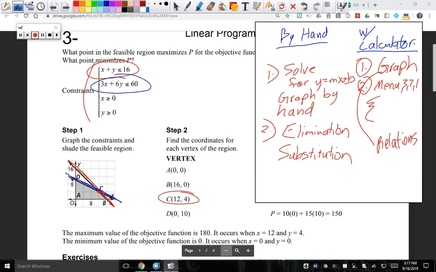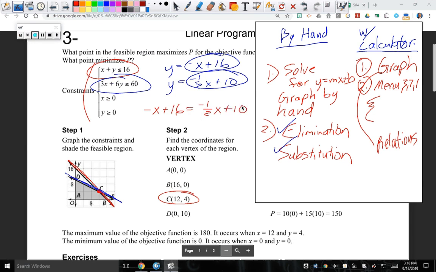First of all, you can either use elimination or substitution, which I think are probably the best ways. Or we can get y by itself and make these equality problems. So we get negative 1/2 x plus 10. And I could set these equal to each other. So I get negative x plus 16 is equal to negative 1/2 x plus 10 and solve for x. You with me? If I solve for x, I would get 12. And I could plug that back into any one of these equations to get y, which I would get 4.